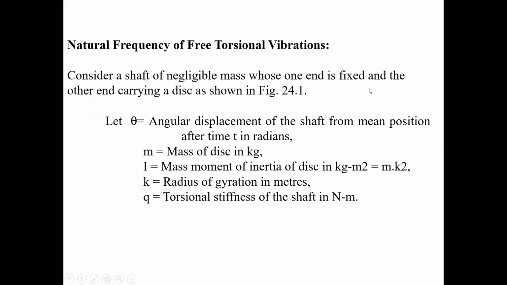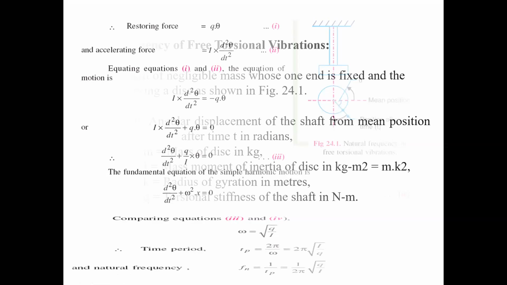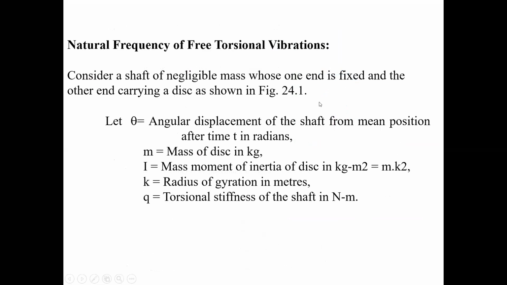So now we are going to find the natural frequency of free torsional vibrations. Consider a shaft of negligible mass whose one end is fixed and the other end is carrying a disc. The diagram is also here. So what type of vibratory motion is it? It is circular, that means the twisting of the shaft by the mass. This is the torsional vibratory motion.